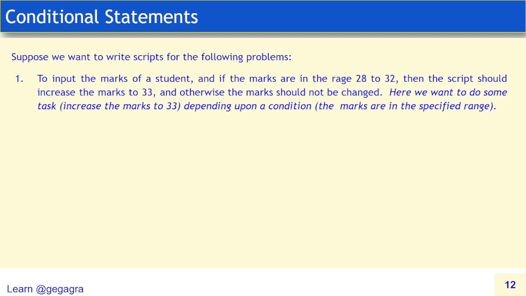Number one, input the marks of a student, and if the marks are in the range of 28 to 32, then the script should increase the marks to 33, and otherwise marks should not be changed. Here you want to do some task, increase the marks to 33. So this is a task depending on the condition. If the marks entered are between 28 and 32, then the marks should be updated to 33. And what is the condition? The marks are in the specified range.